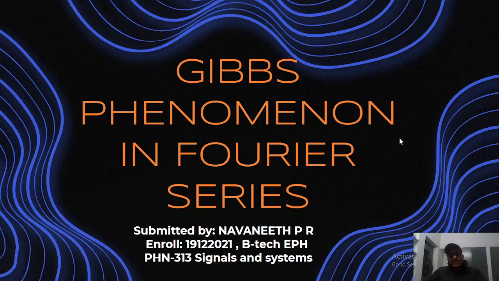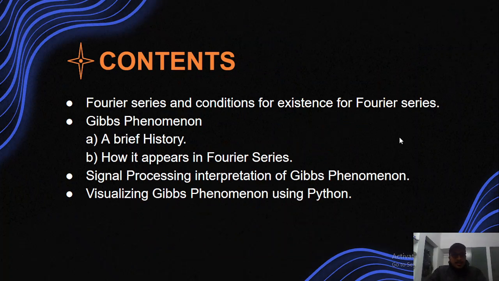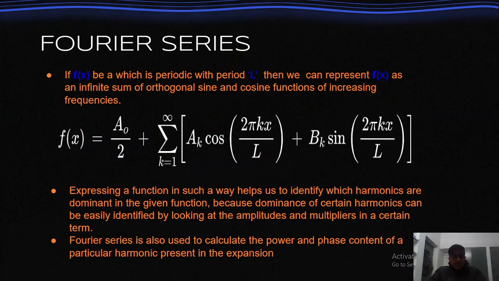Topic for my presentation is Gibbs Phenomenon in Fourier Series. So we can look at the contents. First one is the Fourier Series and conditions for existence of a Fourier Series. Then we will be going through Gibbs Phenomenon and brief history about Gibbs Phenomenon and how it appears in the Fourier Series. Then signal processing interpretation of Gibbs Phenomenon, and finally visualizing Gibbs Phenomenon using Python.